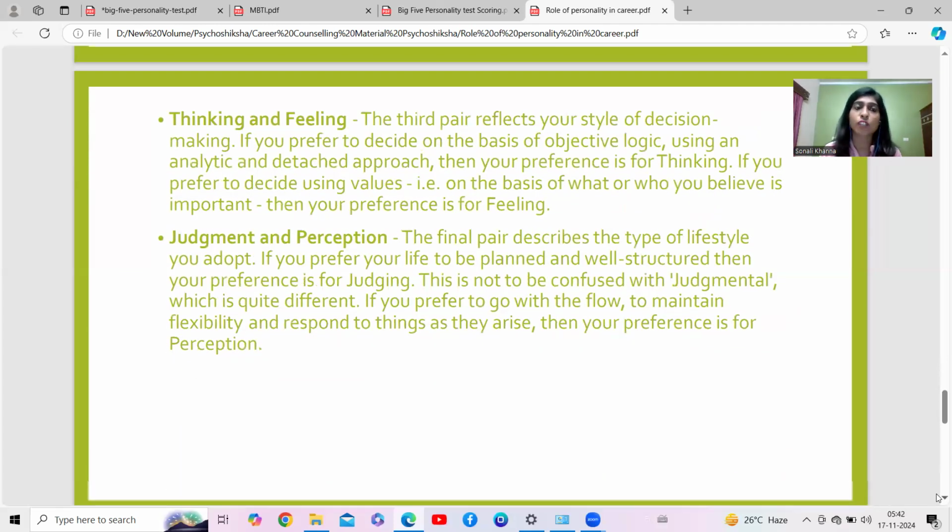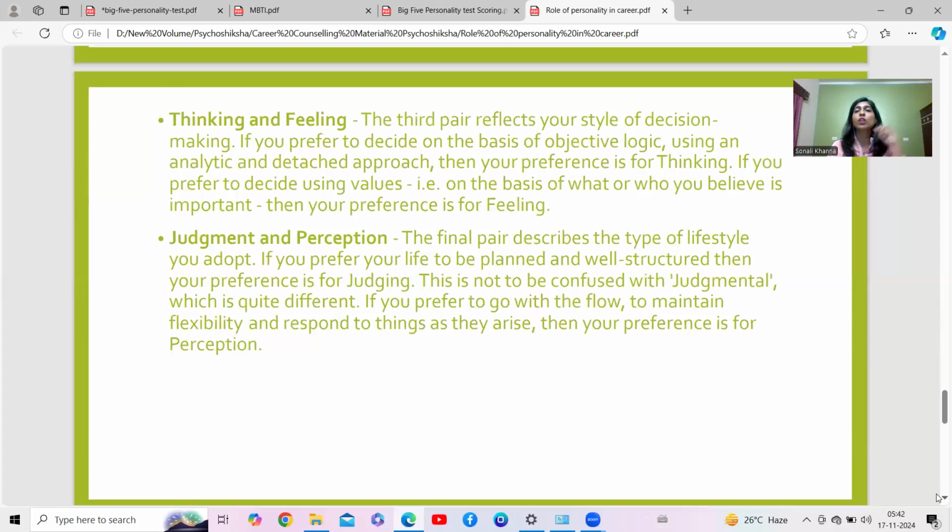The other dimension that comes here is thinking and feeling. The third pair reflects your style of decision making. If you prefer to decide on the basis of objective logic using an analytic and detached approach, then your preference is for thinking. If you prefer to decide using values on the basis of what or who you believe is important, then your preference is for feeling.